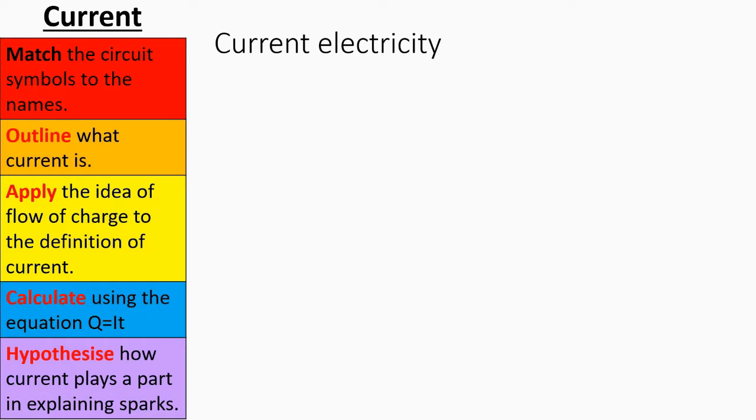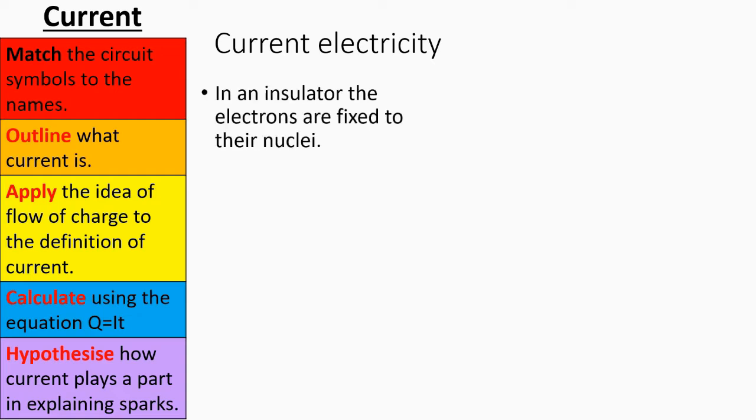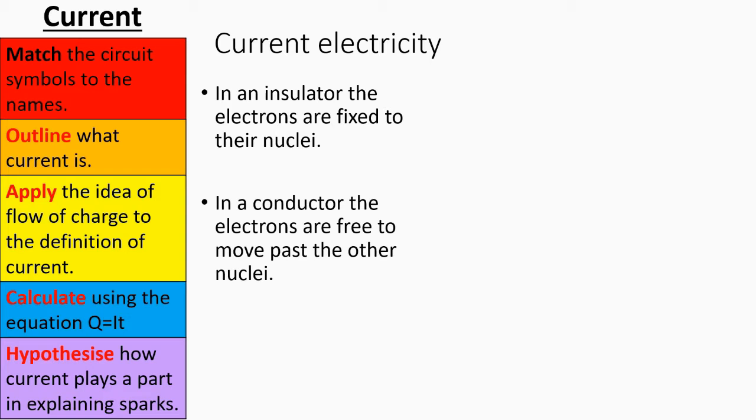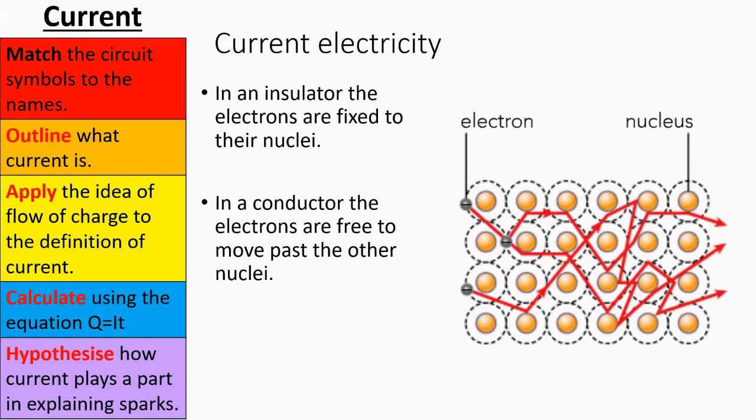Not all materials are able to transfer electrons in such an easy way. Let's take a look at comparing what insulators and conductors look like before we can refine our model a little bit further. In an insulator, the electrons are fixed to their nuclei, nuclei being the plural of nucleus. So, in other words, the electrons are stuck on the atoms that they are with. However, in a metal, for example, the electrons are free to move past the other nuclei.